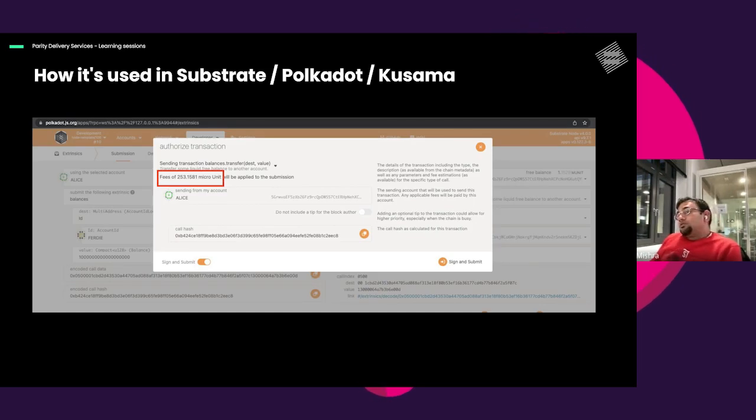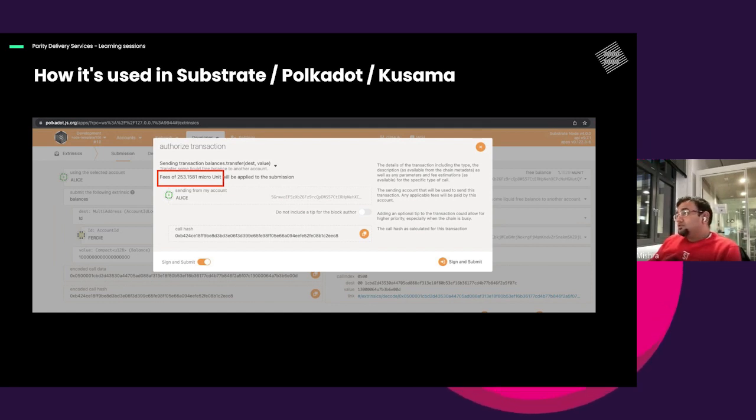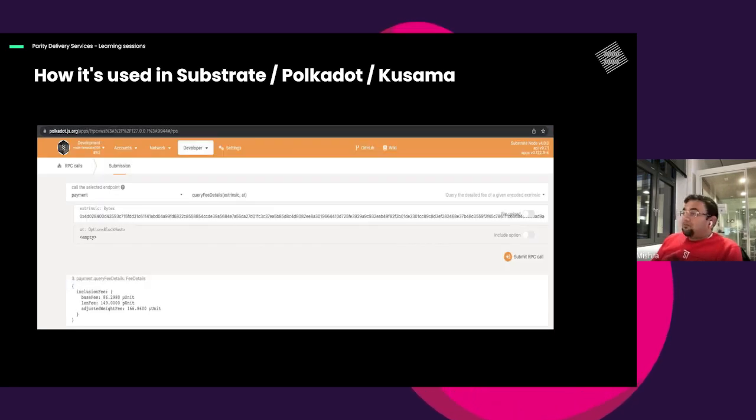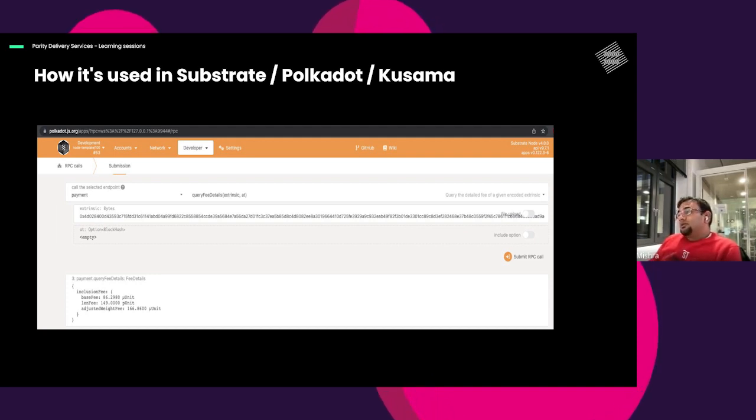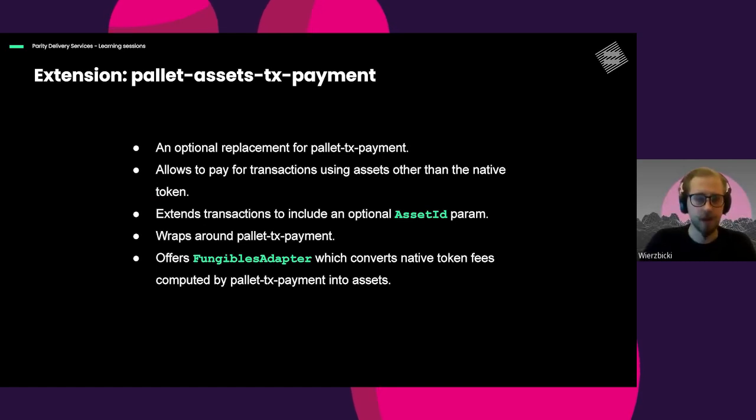So this is how it looks when you submit any transactions. If you see the highlighted part, this is the calculated fee. There is also an RPC interface of the transaction payment pallet, which provides the RPC methods to query a dispatchable class, weights, and fee. I will take over here.